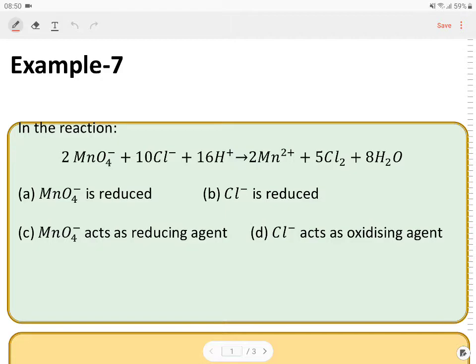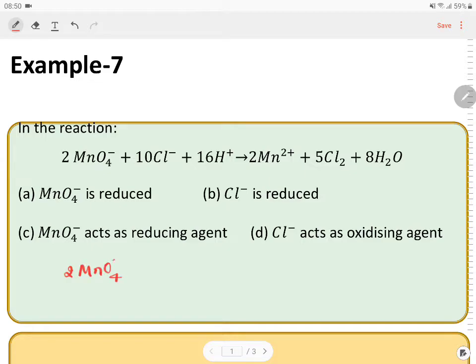They're saying that MnO4 minus is reduced, Cl minus is reduced, like that. So the question is related to whether the element, the central atom, is undergoing oxidation or reduction, or is an oxidizing agent or a reducing agent. You can find out these things easily by taking the equation and the oxidation number. Now let us write the equation once again.